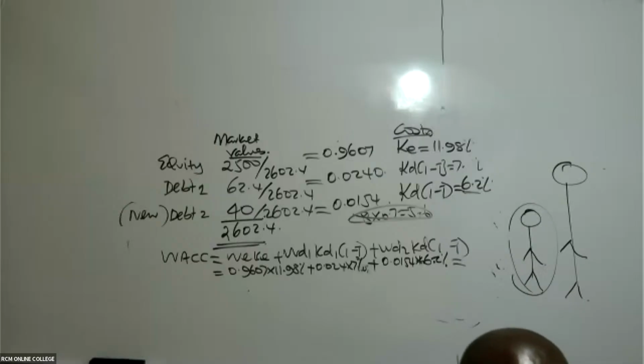Yeah, so you take your calculator. 0.9607 times 11.98 plus 0.024 times 7 plus 0.0154 times 6.2. Is there somebody who is able to see 11.7 or something around there? I'm getting 11.77.